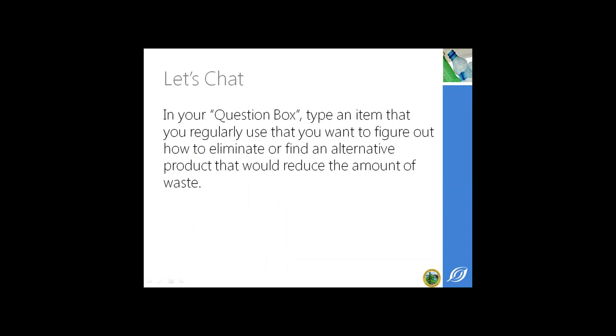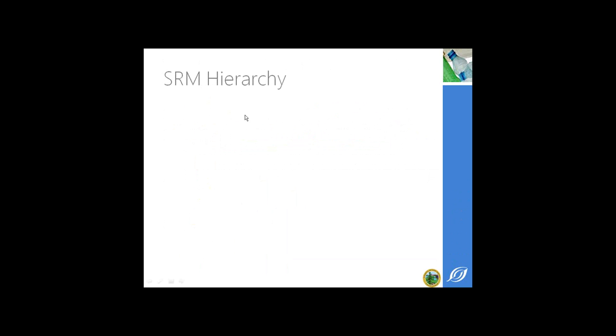But I want you all to think about an item that you use in your home that you'd like to figure out how to eliminate or find an alternative product for that would reduce the amount of waste you're creating. So if you have some ideas, you can type them in now. You can even type them in later. We'll come back and go through some additional conversations on this as we go through this part of the presentation. And we're going to try and loop back to some of these items and see if we've talked about them and maybe figured some of this out as we go through.